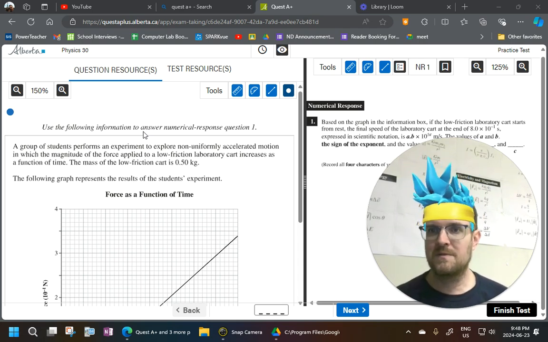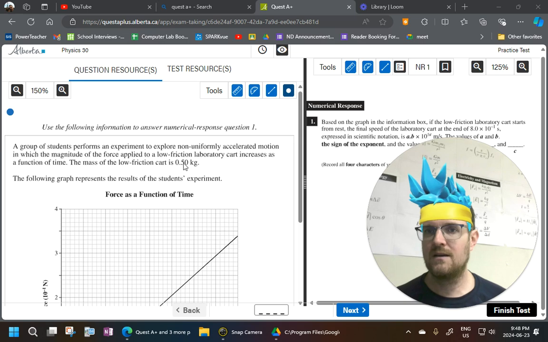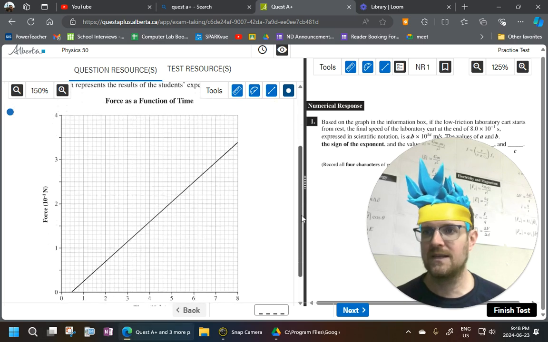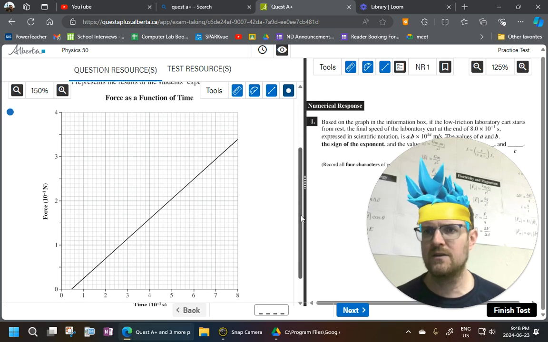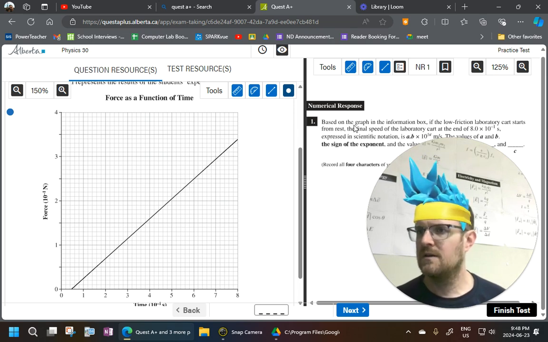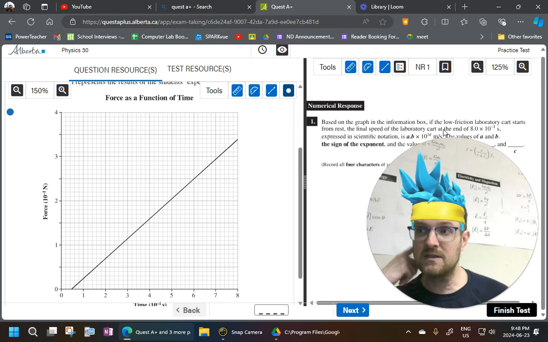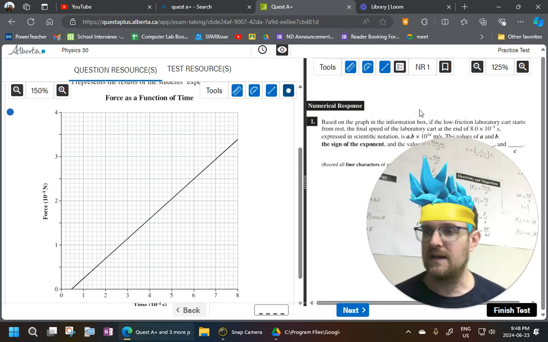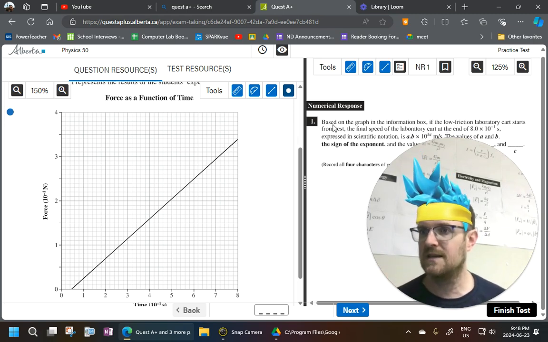So a group of students here are performing an experiment. You notice that they have this force-time graph over here, kind of behind my timer. It's got this mass here, 0.5 kilograms. It's a kind of triangular shape. You notice the force is changing over time. So based on this graph, if the low friction laboratory cart starts from rest, so it's low friction, so we're going to ignore friction here, what's the final speed at the end of the 8 times 10 to the negative 1 seconds here?